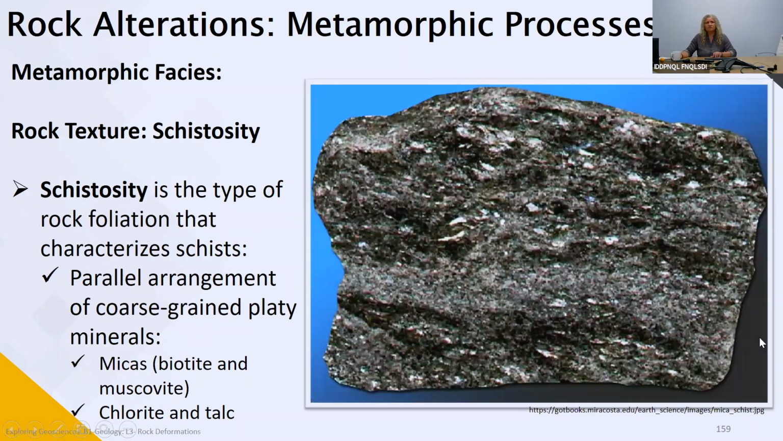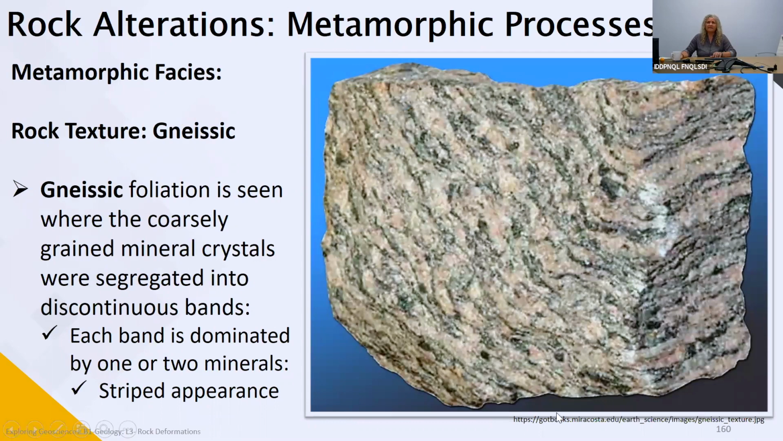The schistosity here, which is the type of rock formation that characterizes schists, is a parallel arrangement of coarse-grained platy minerals. So the micas are the biotite and muscovite, and the chlorite and talc. And we have the gneissic rock texture here, which is a foliation of coarsely grained minerals. Crystals were segregated into discontinuous bands. Each band is dominated by one or two minerals, so it makes a striped-like appearance.